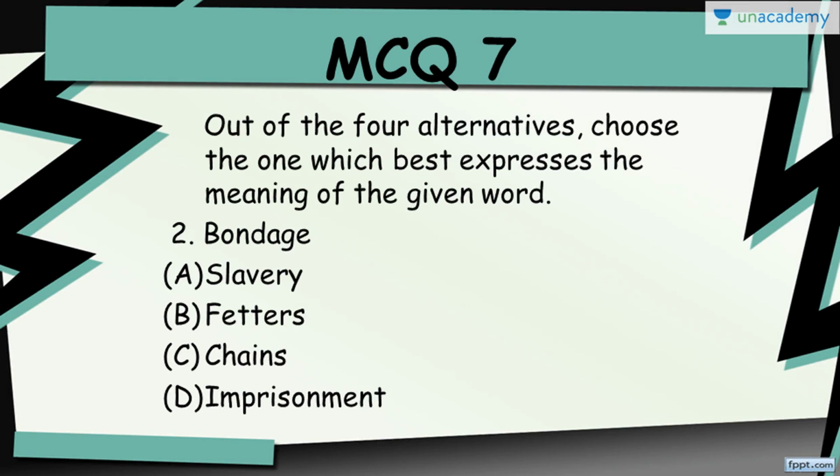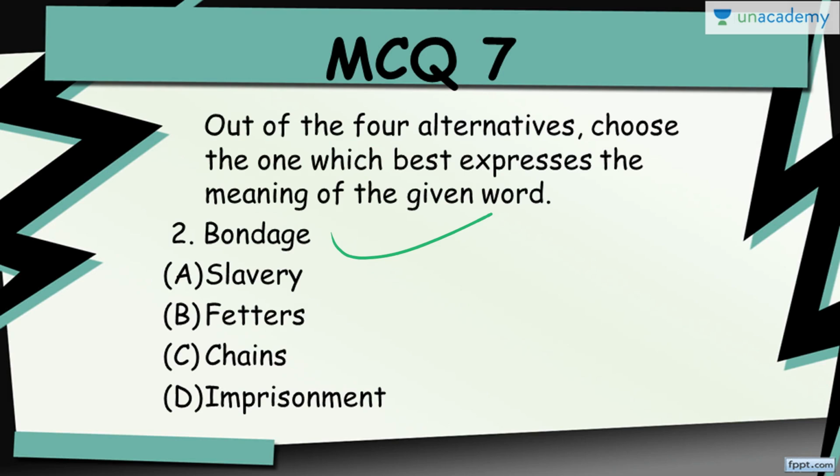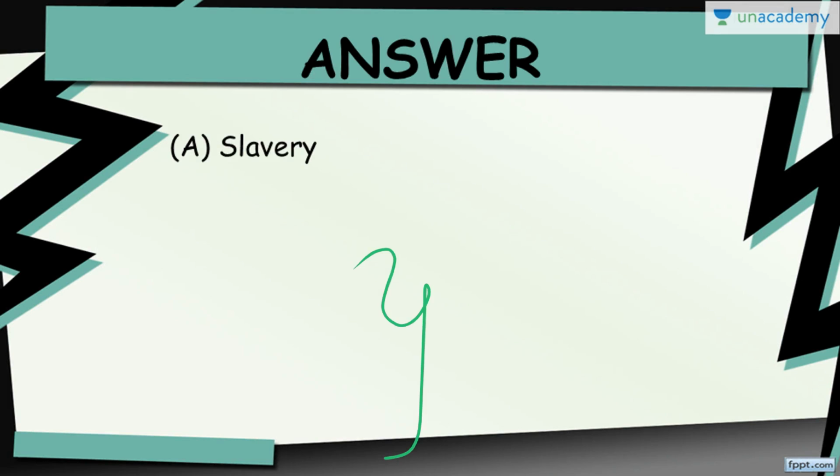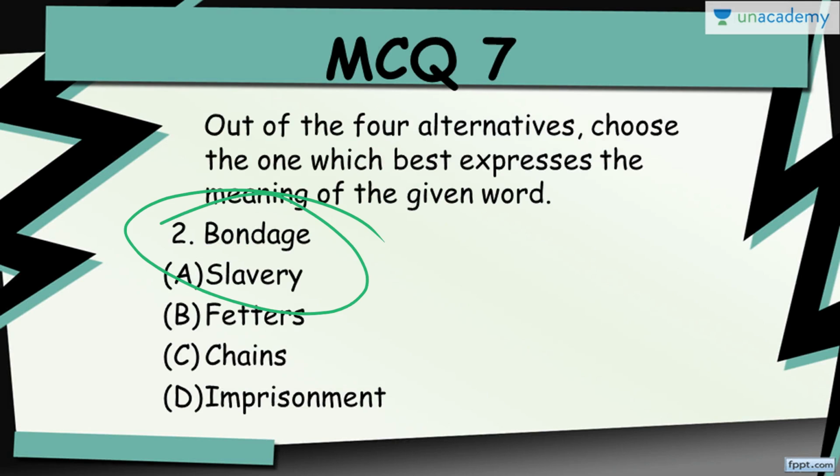Moving on to the next MCQ, the last one for today. Out of the 4 alternatives, choose the one which best expresses the meaning of the given word. For example, bondage. So the options are slavery, fetters, chains, and imprisonment. Now, just highlight this word meaning because we are looking for the meaning of the given word, not anything apart from it. So for the meaning of bondage, what do you find closest to the meaning of bondage? Just tick that option and then we can move on. So the correct answer to this question is A, slavery. Slavery is bondage. Nothing other than that.